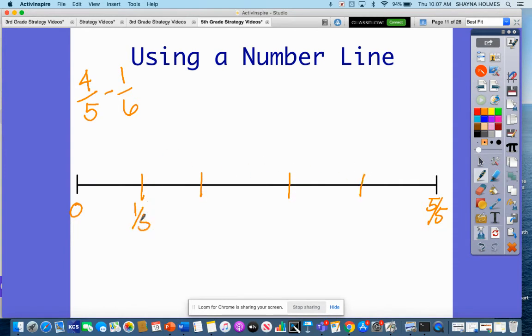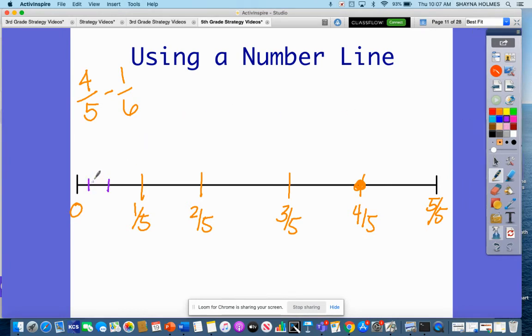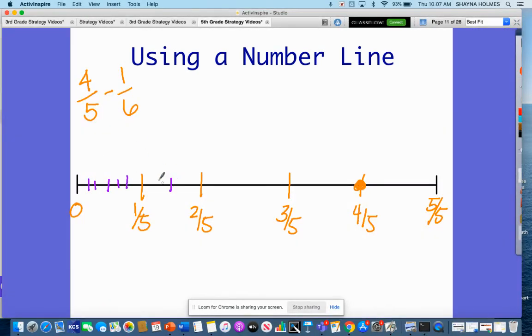So this would be 1/5, 2/5, 3/5, 4/5, and 5/5. So I know that this is what I have here. I have 4/5, but I'm actually going to be taking away something. So I'm going to be going back. Make sure you don't go forward. So I'm going to do that same strategy. I'm going to break this into 6 now.